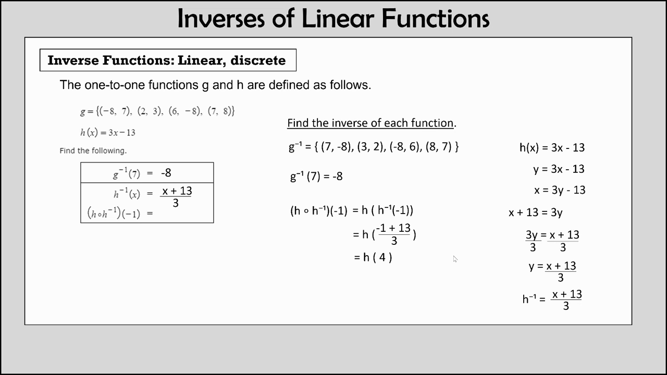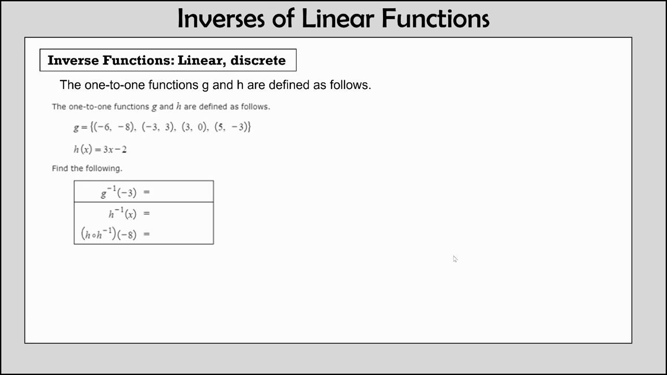So h of 4 now. Go to your h function, put 4 in place of x. 3 times 4 minus 13. 12 minus 13 is -1. So h of h inverse of -1 is -1, and that's what should happen. Okay, let's do another one of those.